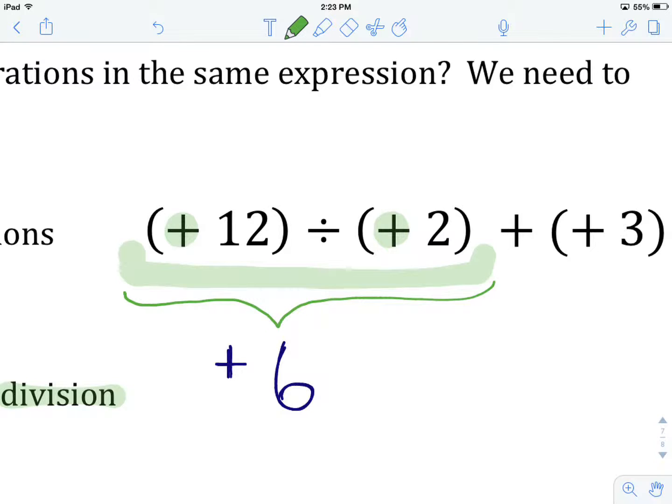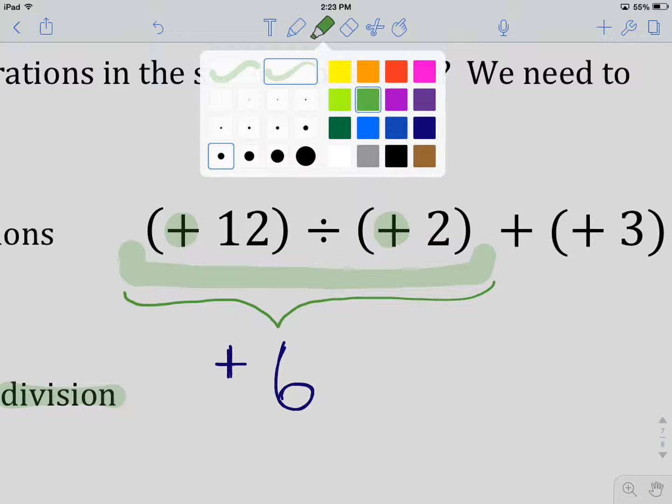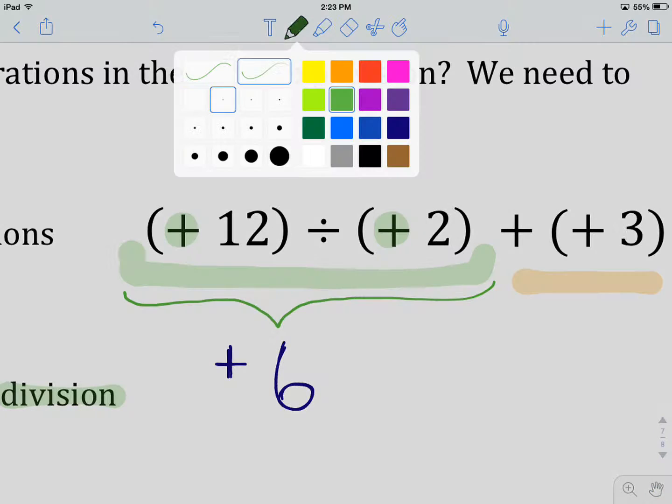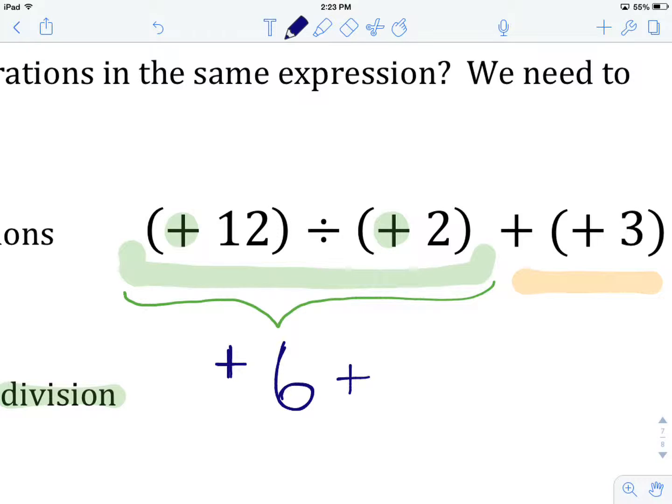So I've taken those two integers, come up with a quotient, the answer, and now I'm going to copy everything else that was left before I completed that division, which is right there. So there's a plus and a bracket and plus 3. So hopefully you can see that all I've done from the first line to the second line is divide positive 12 by positive 2. That quotient, that result, positive 6, has now taken its place in the second line.